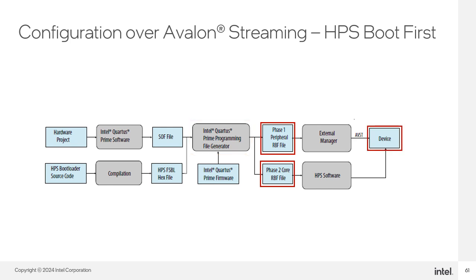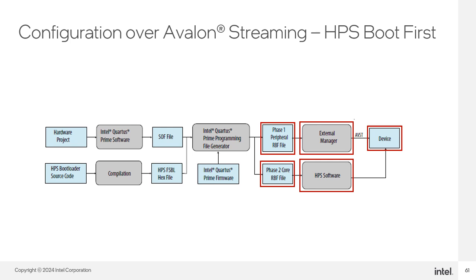The FPGA device needs to have its MSEL pins in the AVST mode, then power up, power cycle, or toggle nCONFIG on the device. Use an external initiator connected over AVST to configure the device using the phase 1 bit string. HPS software starts running, beginning with HPS FSBL.